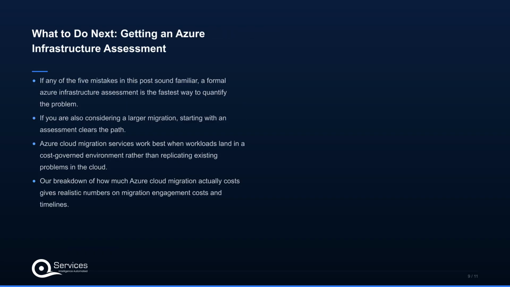Next up, what to do next: getting an Azure infrastructure assessment. If any of the 5 mistakes in this post sound familiar, a formal Azure infrastructure assessment is the fastest way to quantify the problem. The output is a prioritized finding list with estimated savings per item, so you can make an informed decision on implementation before committing to a full remediation engagement.